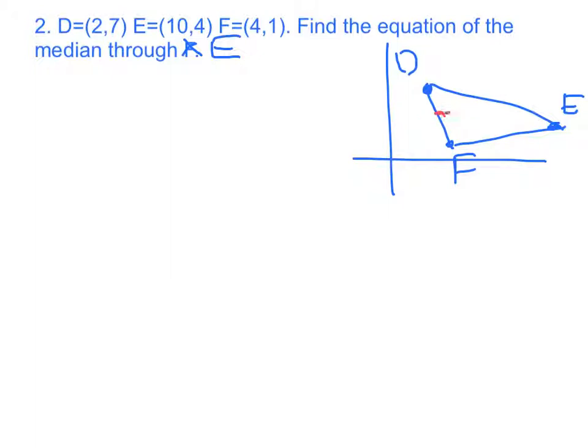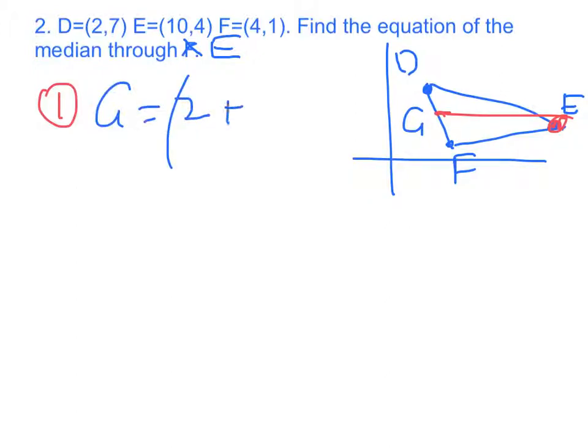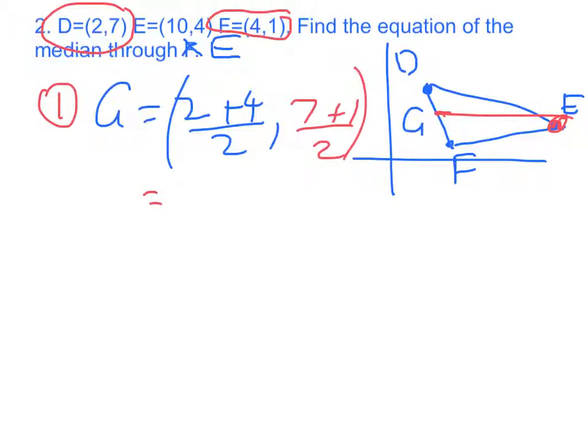So from here to the midpoint. Okay, that's a very, very rough picture. So again, 3 steps. 1, we find the midpoint, and we're going to call it point G. So G is equal to 2 plus 4 over 2, right, so I'm using D and F, so 7 plus 1 over 2. So the midpoint is 3, 4.